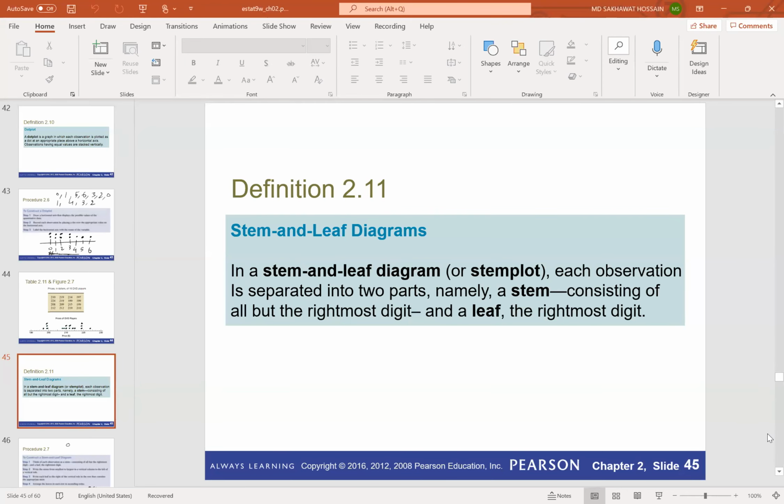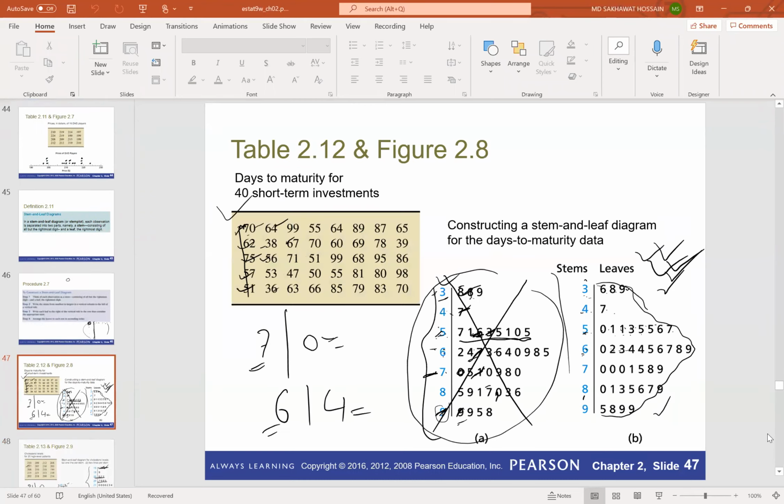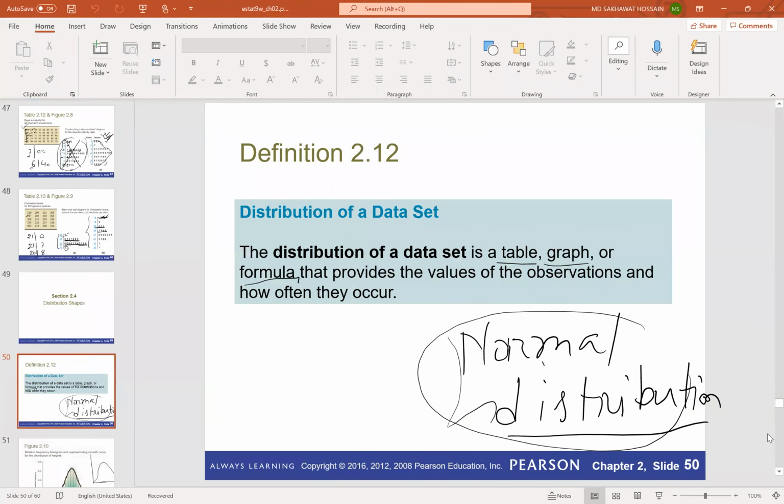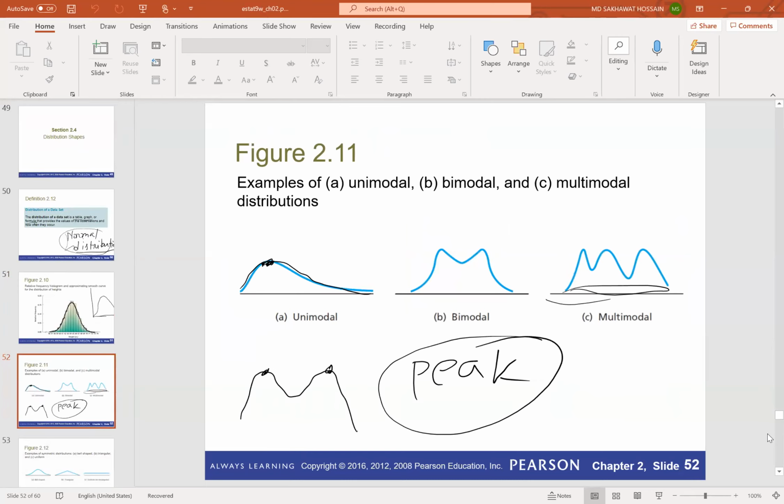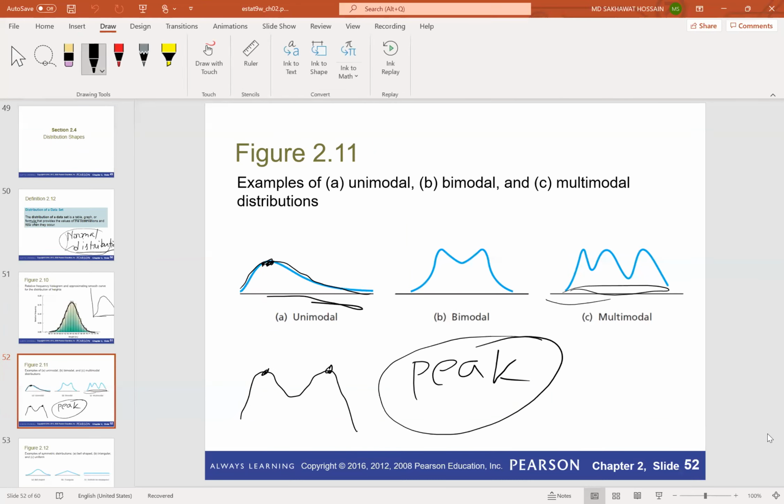Okay, so we are discussing the shape of the distribution. This is called a unimodal distribution when it has just one peak, and this is bimodal when it has two peaks. So we have one peak here, one peak here. So this is called a bimodal distribution. And when we have more than two peaks, so here we have three peaks, this type of distribution is called a multimodal distribution.